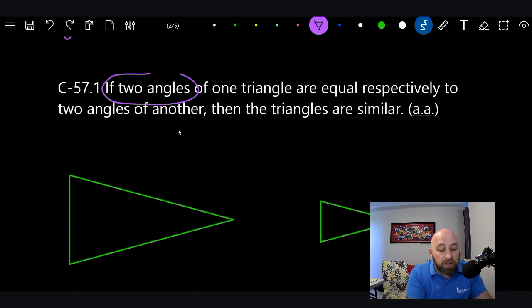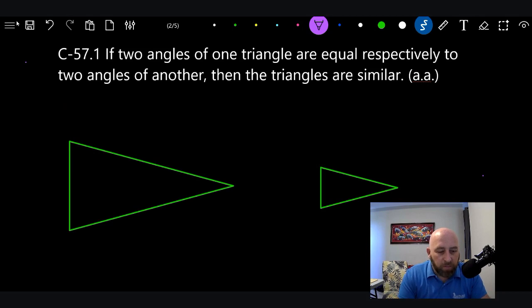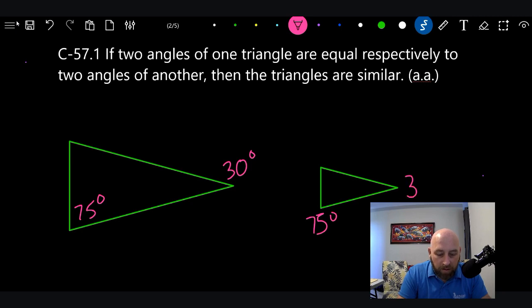It says that if only two angles of the triangle are equal respectively, then it is similar. Okay, why would that be? Let's use this corollary 57.1 to prove these are similar. Angle, angle. Well, if you look at this, let's say that one of these angles is 75 degrees, and this angle over here is 30 degrees. If this angle over here on the smaller one is also 75 degrees, and this one is also 30 degrees, you can see how just using angle, angle will actually get us where we want to be.